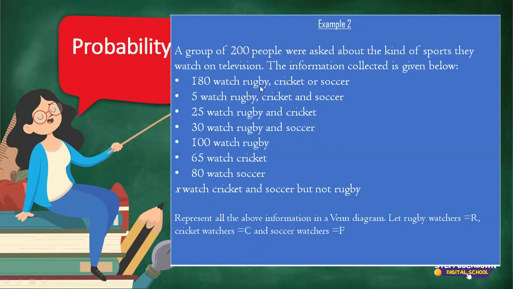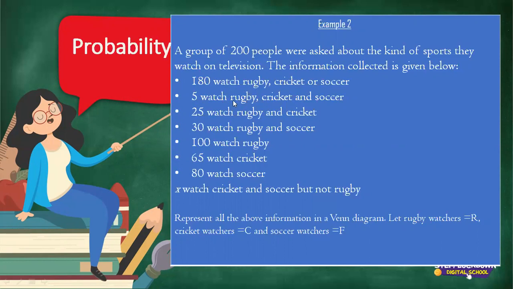180 watch rugby, cricket, or soccer. That means all together, cricket, rugby, and soccer, everything is 180 because of the word "or". 5 watch rugby, cricket, and soccer. That means 5 is an intersection, at the middle position of rugby, cricket, and soccer. "And" means intersection, and "or" is a union, a combination of all the elements.